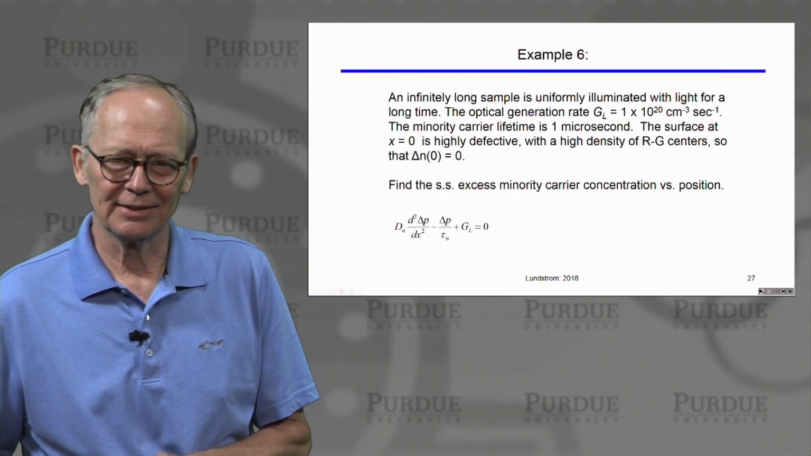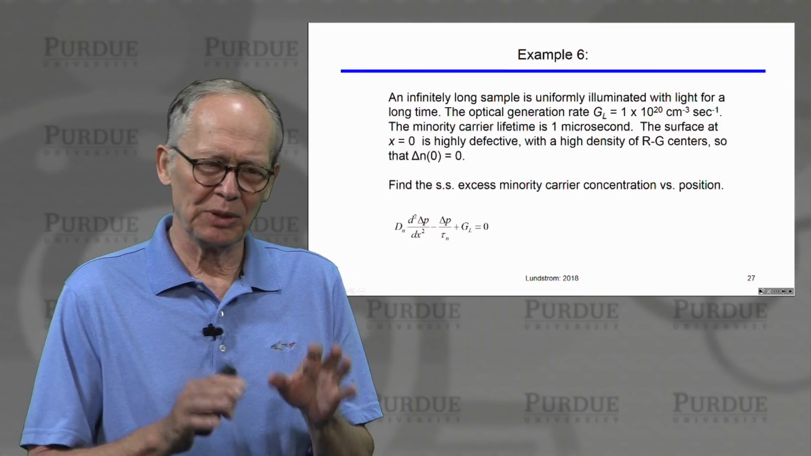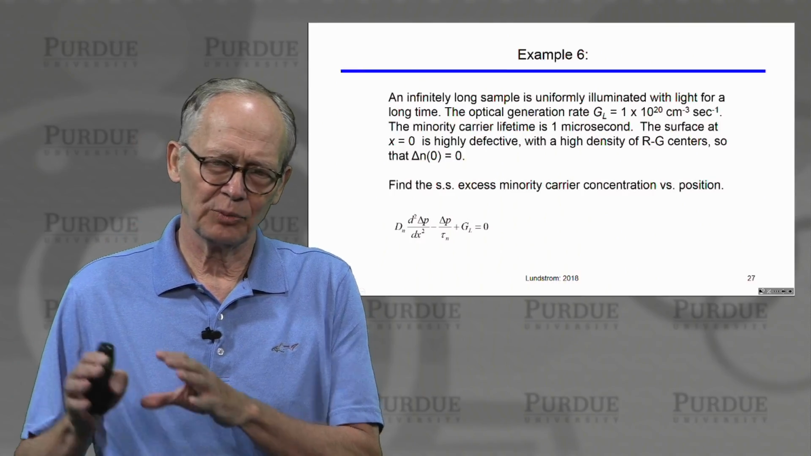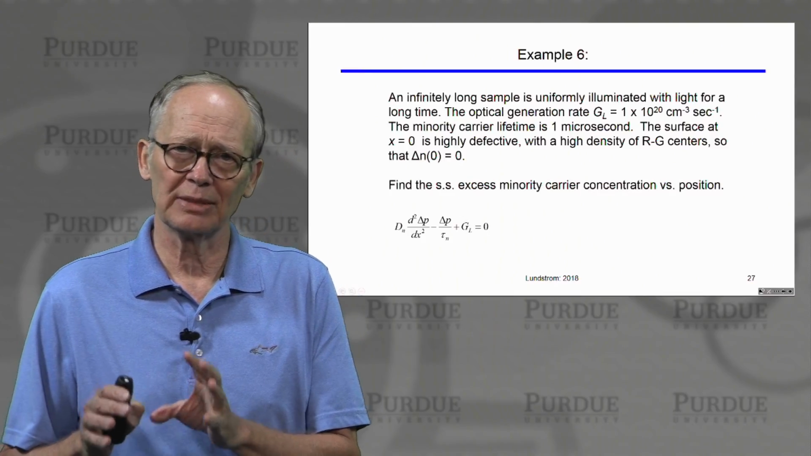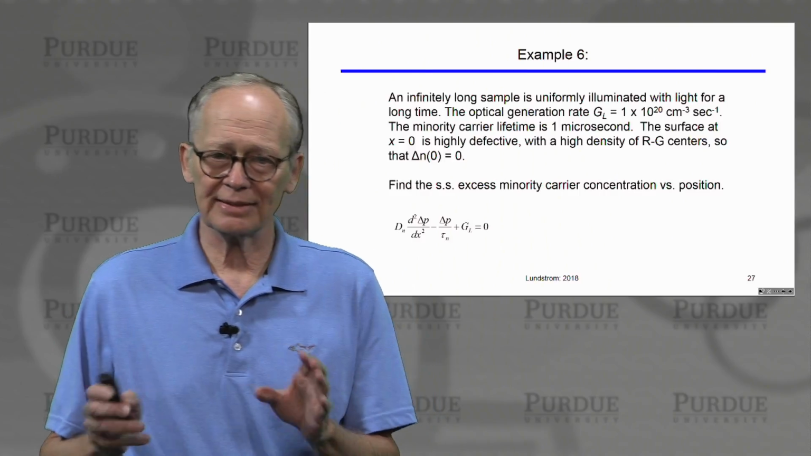All right, there's one final example that I want to go to, and then we've seen a collection of examples for minority carriers that we could then, if we encounter a minority carrier device, we'll have some good intuition as to what the solution will look like. So this is an example.